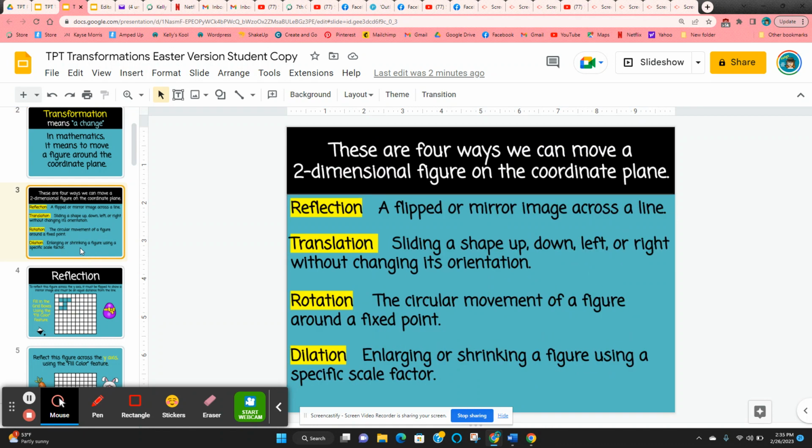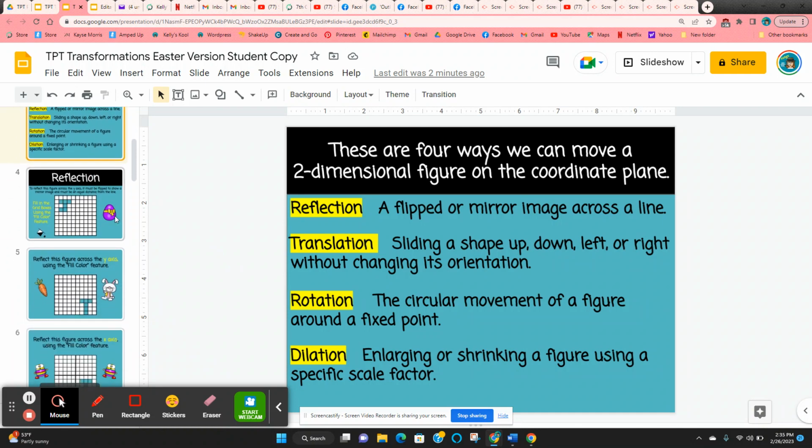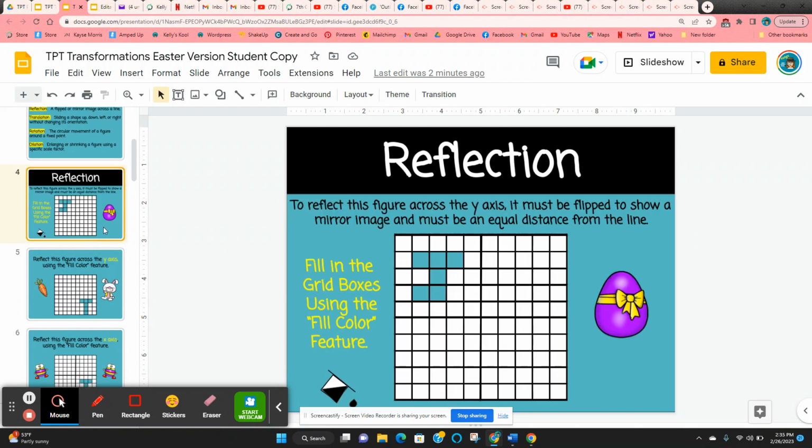So slide 3 has the 4 transformations they're going to be seeing in this lesson. They can refer back to slide 3 if they need to. They will also need to know these definitions for the final slide. So they're going to start with reflection. And this is a lot of fun for the students.